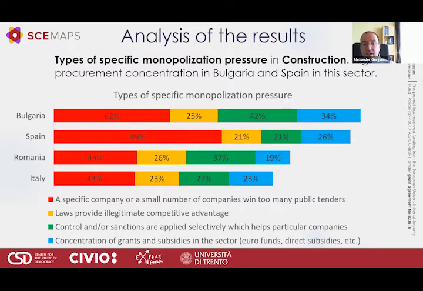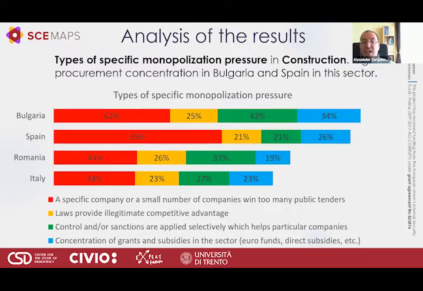While in Bulgaria, this is also the case. This number is also very high. However, also the control and/or sanctions are applied selectively, which helps particular companies, is also selected very often. And of course, in other sectors, this pattern of answers might be completely different. In some sectors, providing illegitimate competitive advantage might be the most common answer, and there the analysis could focus on the legislation, while here the analysis should focus on the public procurement.